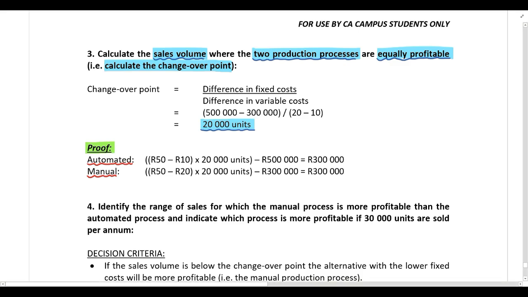And you can see at an output level of 20,000 units, the profits are equal. So the changeover point is important because at this output level, it doesn't matter whether the company uses the automated production process or the manual production process because the profits will be equal.